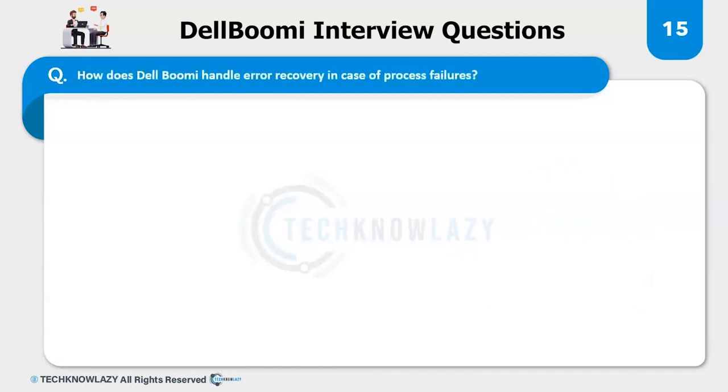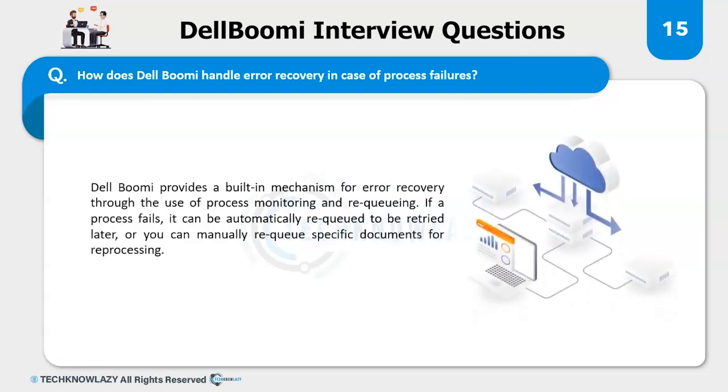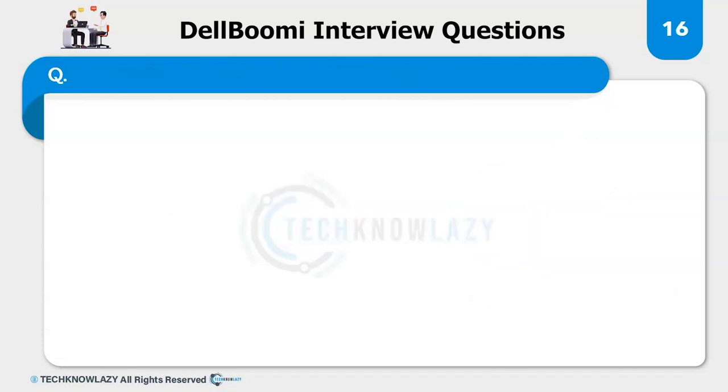How does Dell Boomi handle error recovery in case of process failures? The answer for this question is, Dell Boomi provides a built-in mechanism for error recovery through the process of monitoring and requeuing. If a process fails, it can be automatically requeued to be retried later, or you can manually requeue specific documents for reprocessing. Now we have the 16th question.